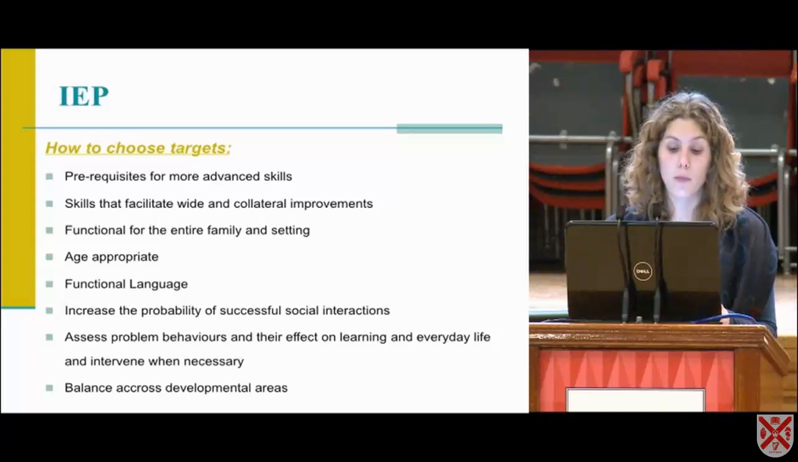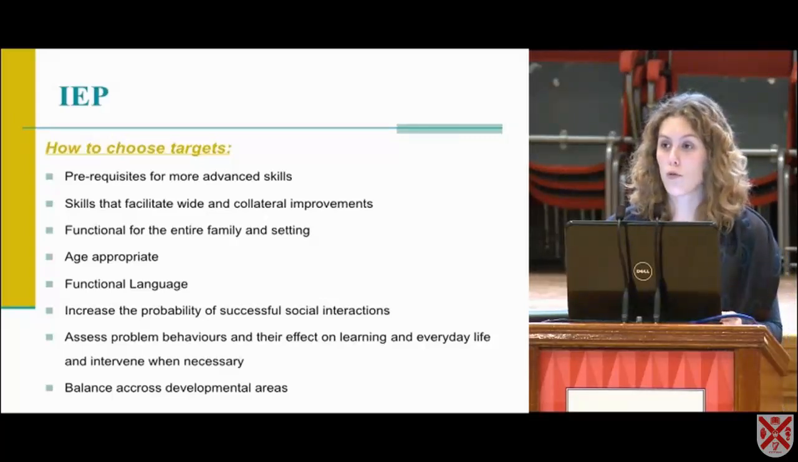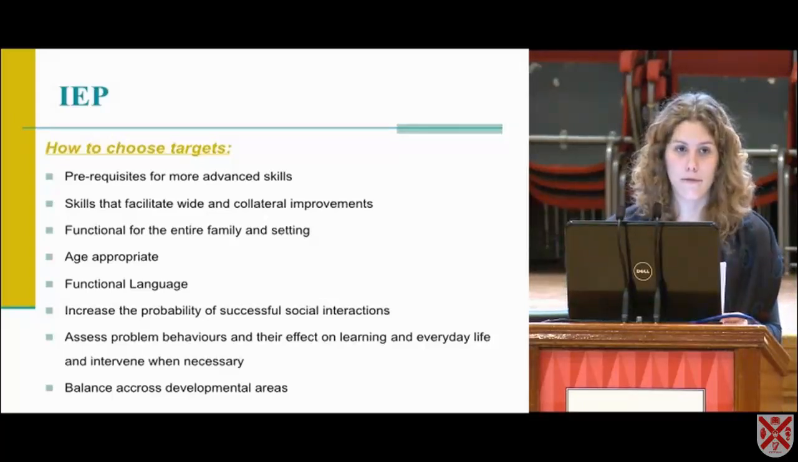Then we have to increase the probability of successful interactions. We have to assess problem behaviors and their effects on learning and everyday life, and intervene when necessary. So for example, vocal stereotypy of a 3-year-old child may not bother other family members, but thinking of its possible interference with learning and group instruction when this child will be at school would probably lead us to want to address this problem behavior early enough.